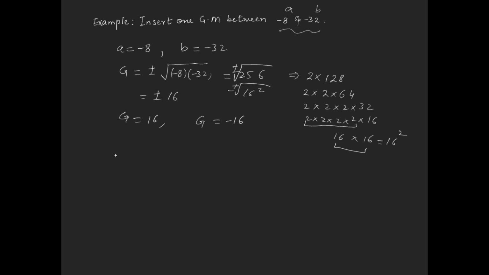You can check it by inserting it between A and B. So A, G and B. A is minus 8 and B is minus 32, and the geometric mean is 16. You can well imagine what can be multiplied to get the second term from the first term. Multiply this by minus 2 and we get 16. Then again multiply the second term by minus 2 and we get the third term, which is B. So this geometric mean is inserted between A and B, and this whole thing becomes a geometric sequence.